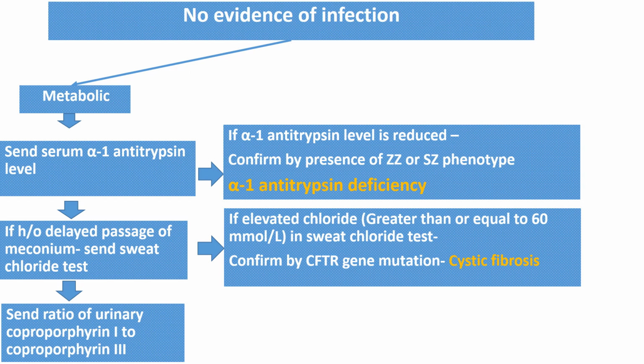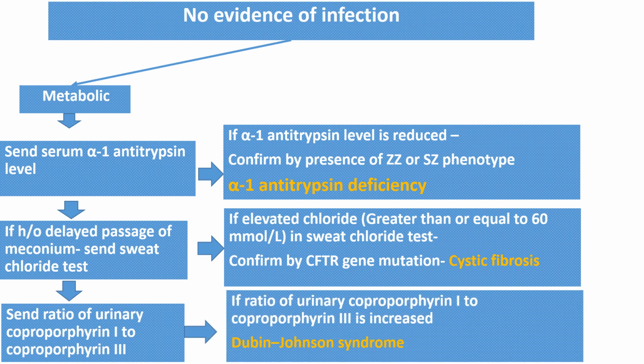And if it is also not there, then send the ratio of urinary coproporphyrin 1 to coproporphyrin 3. It will be increased in Dubin-Johnson syndrome. So all these are the metabolic causes of hepatocellular involvement.